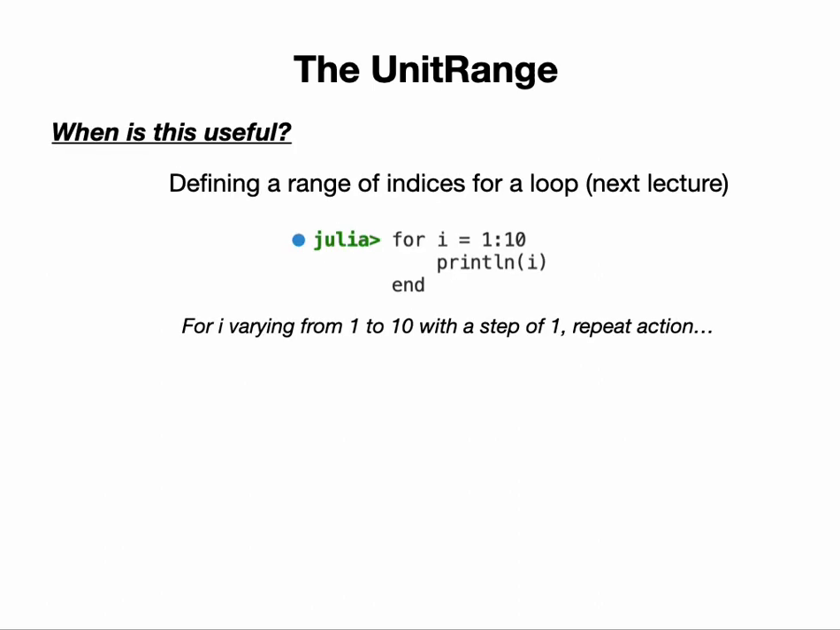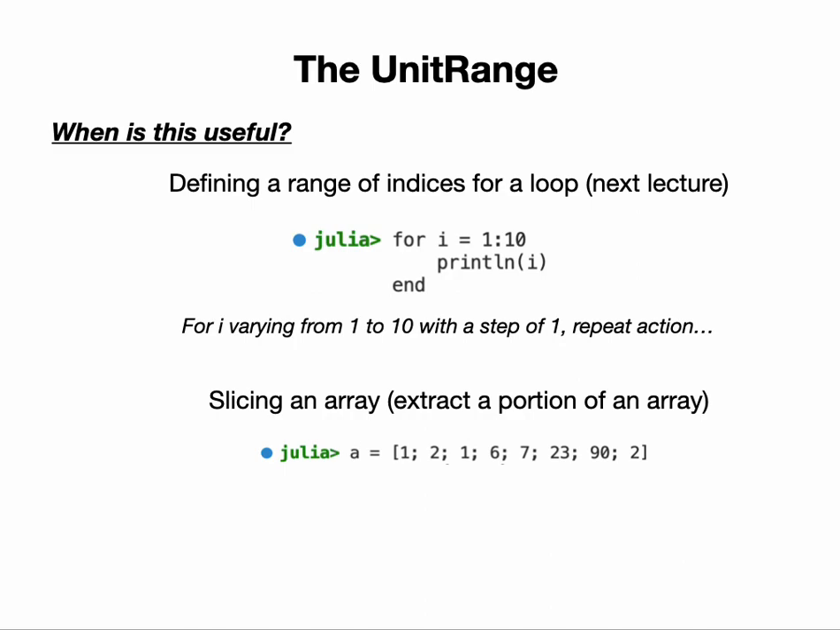So when is this useful? The step will be useful to define a range of indices in a loop, which we discuss in the next lecture. You've seen this already. We've been using loops. If you make a loop for i going from 1 to 10, this is actually a range. If you copy this example, you will see that it will print numbers going from 1 to 10. So there we can repeat some action, like printing.